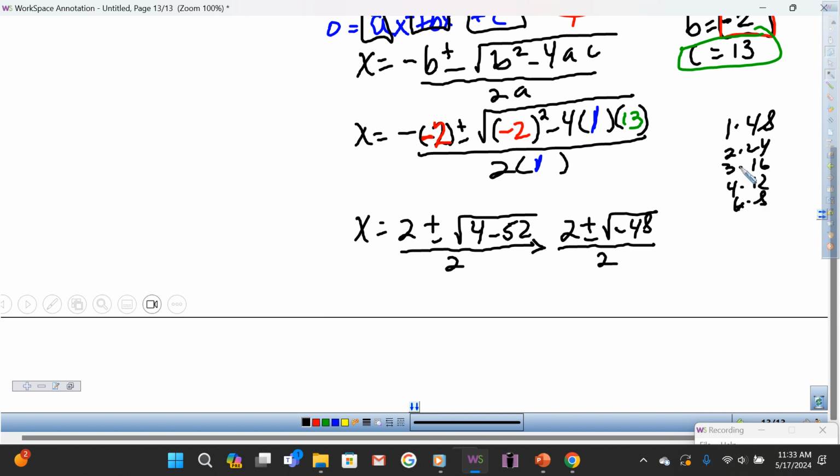Which one of those has the biggest perfect square number? This one? No. This is the perfect square, not this one. The biggest one is what? 16. So I'm going to write this like this: 2 plus or minus the square root of negative 3 times 16, over 2.